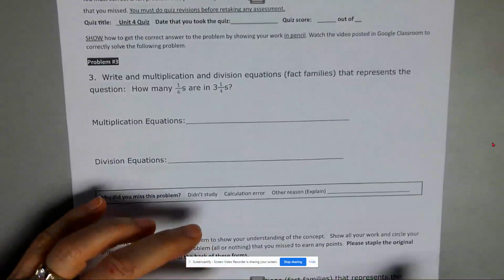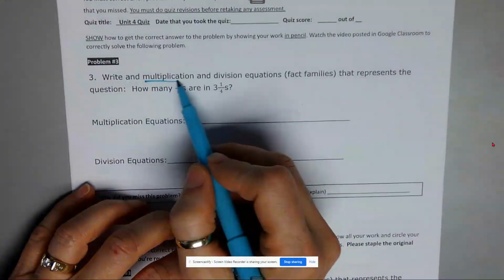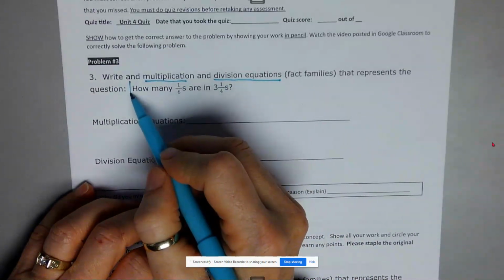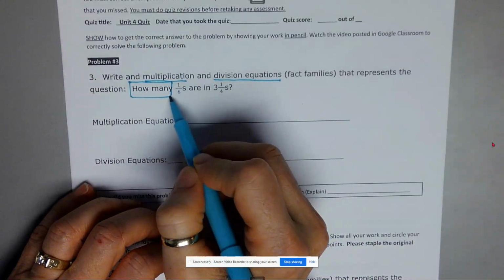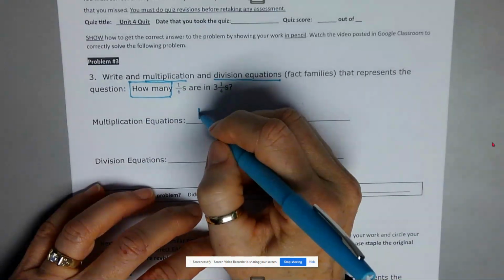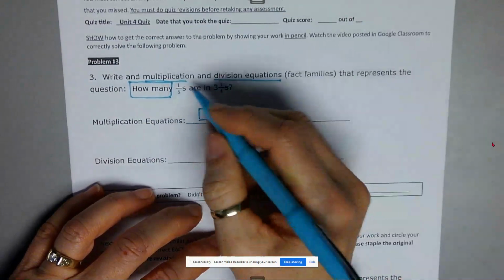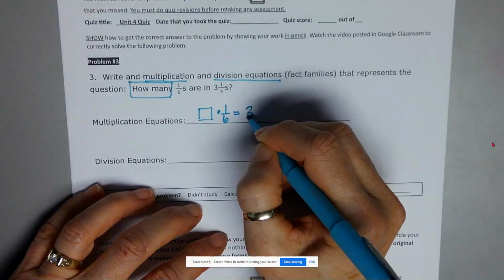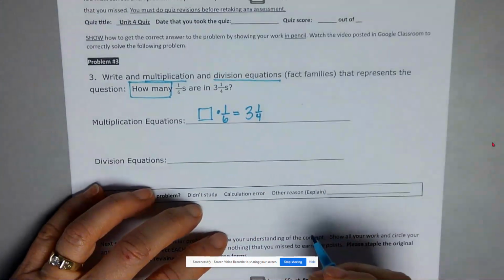All right, we have to make our fact family, multiplication and division equations. I always talk to my students about how many. That's my question. That's my empty box. That's what I do not know. I do not know how many 1/6 are in 3 and 1/4.